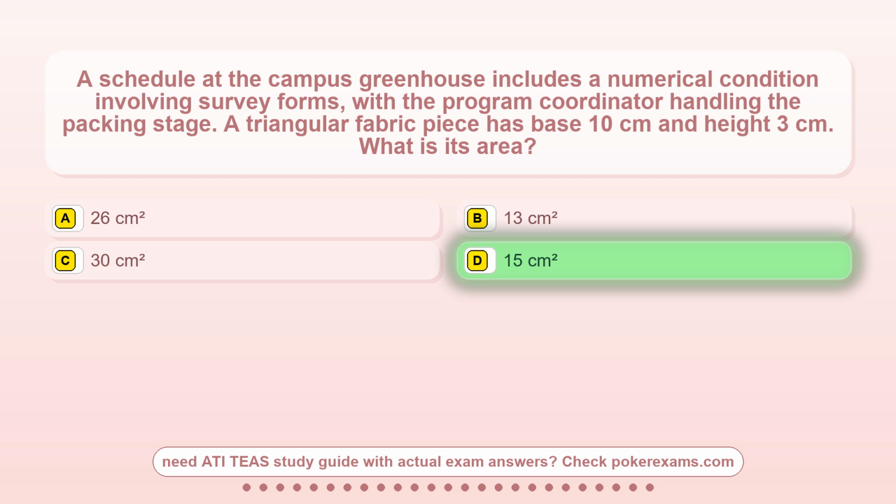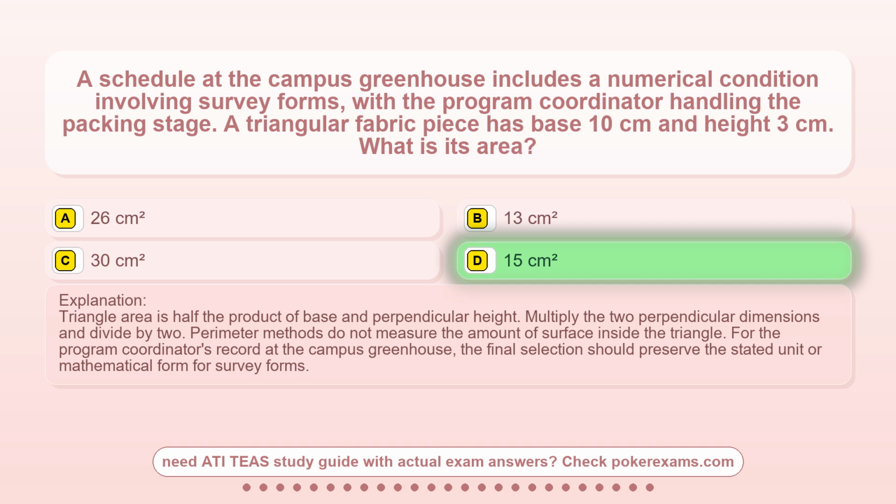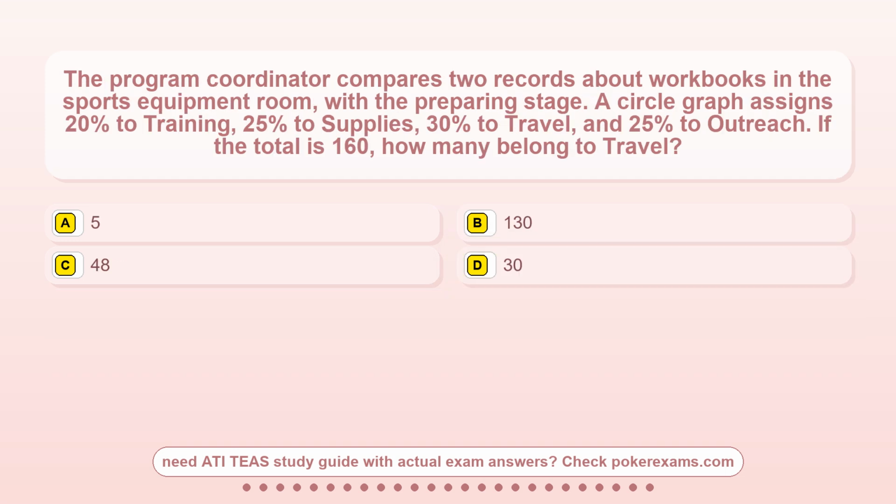The correct answer is option D, 15 square centimeters. Triangle area is half the product of base and perpendicular height. Multiply the two perpendicular dimensions and divide by 2. Perimeter methods do not measure the amount of surface inside the triangle. For the program coordinator's record at the campus greenhouse, the final selection should preserve the stated unit or mathematical form for survey forms. Question 17.